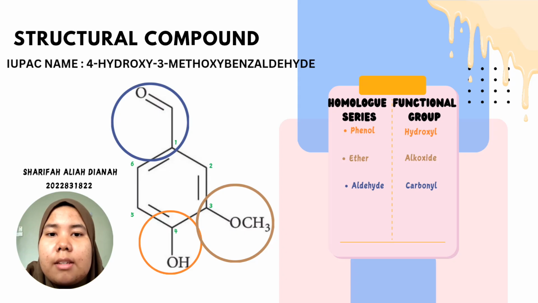So this means the homologous series for this bond is phenol and the functional group is hydroxyl. As you can see, the IUPAC name of the compound is 4-hydroxy-3-methoxybenzaldehyde.